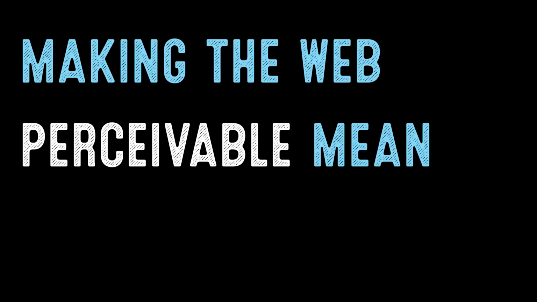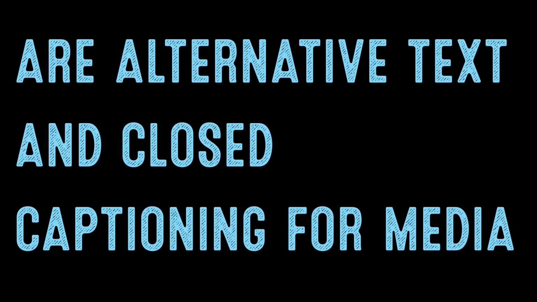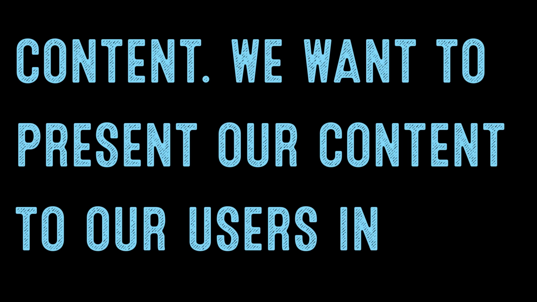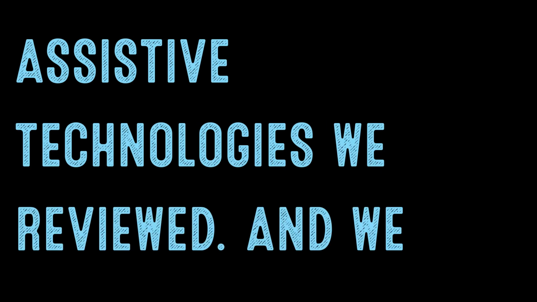Making the web perceivable means making it easier for users to hear and see your content. So examples of this are alternative text, closed captioning for media content. We want to present our content to our users in multiple ways so that it is accessible to the various assistive technologies we reviewed. And we want to do this without losing meaning.